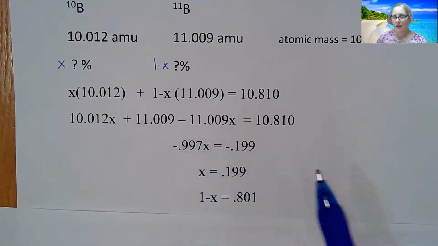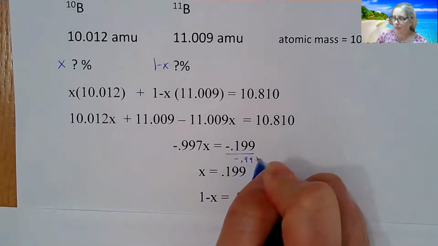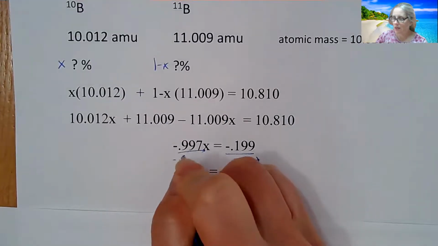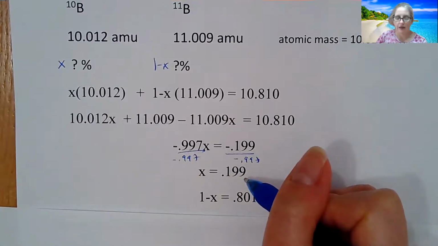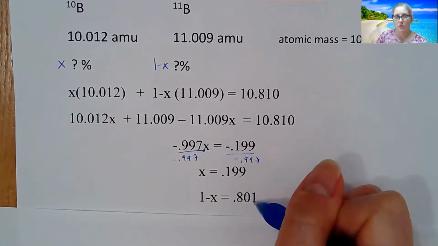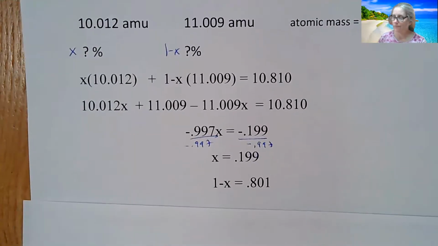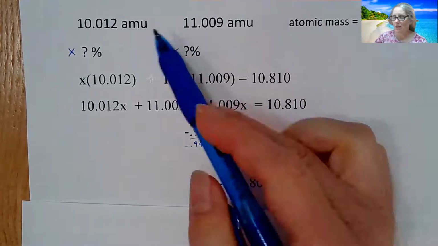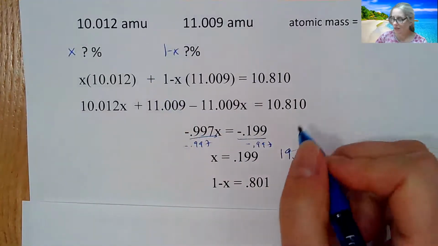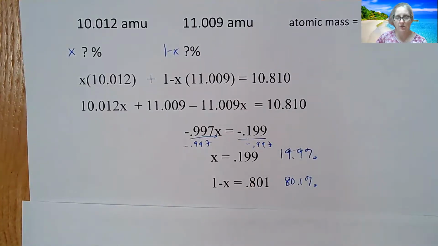So when I divide both sides by negative 0.997 to get the x by itself, I get x being 0.199 and 1 minus x being 0.801. So this comes out to be 19.9% of it is boron 10, which I predicted would be the smaller one, and 80.1% for the other isotope.